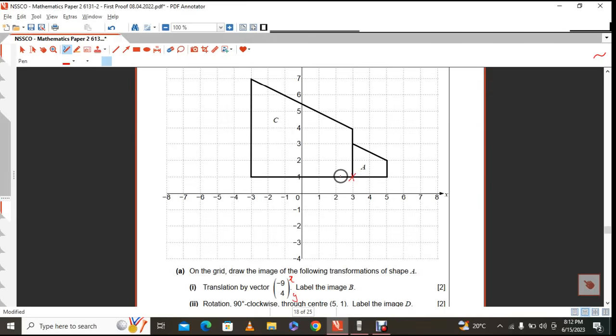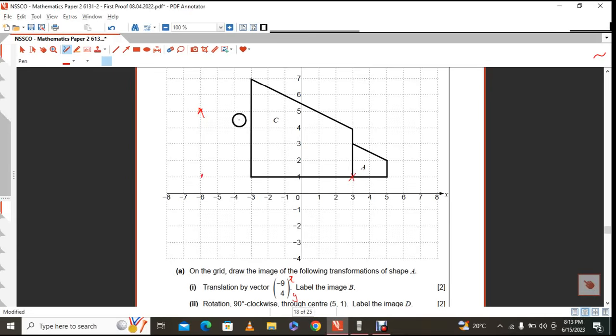So I'm going to go 9 ways to the left. It's 1, 2, 3, 4, 5, 6, 7, 8, 9. Oh, goodness, 9 is over here. Right, so it's 1, 2, 3, 4, 5, 6, 7, 8, 9. And then I go 4 places up, 1, 2, 3, 4. So that's the new position for this one.